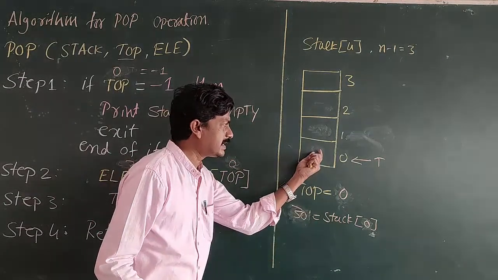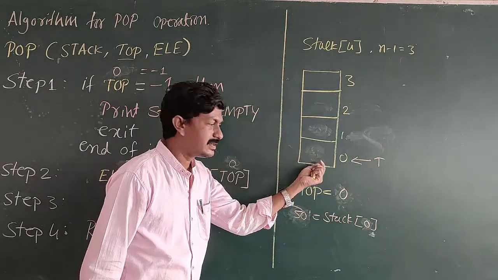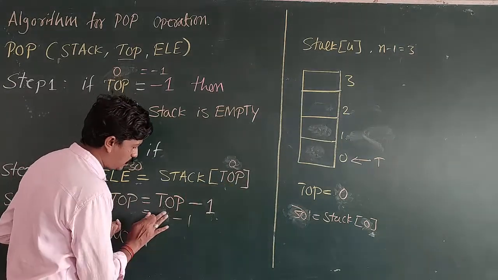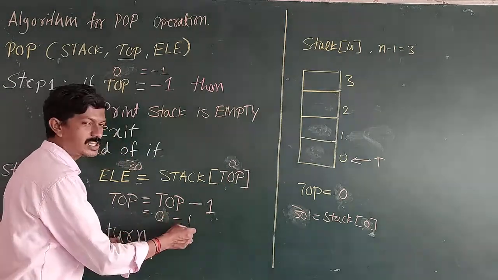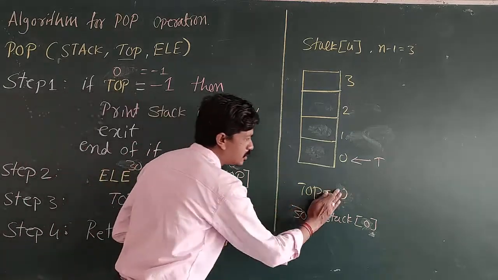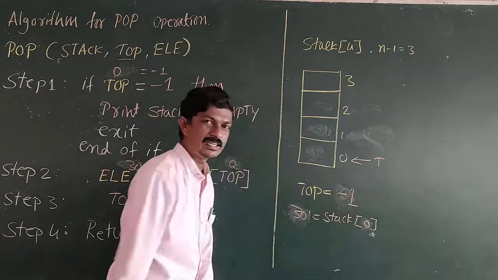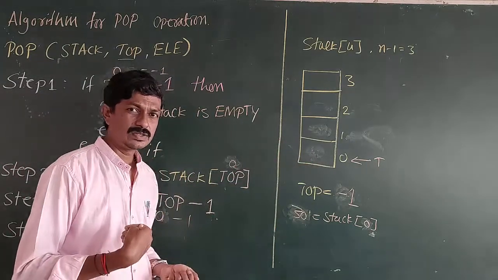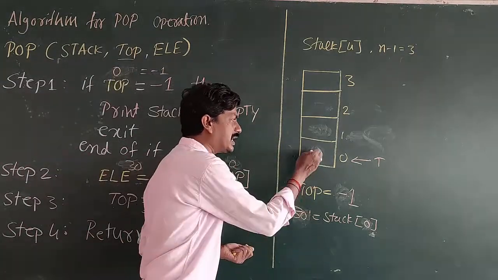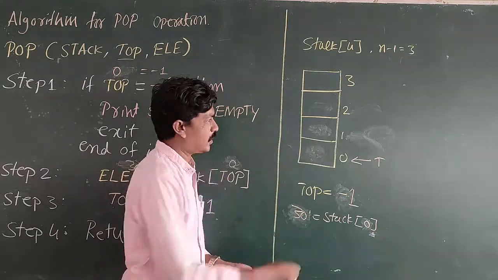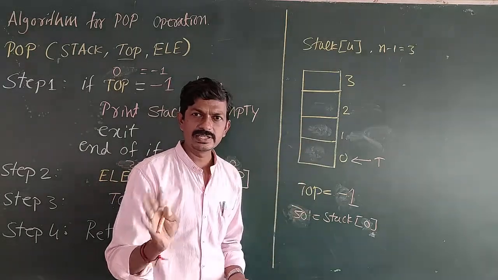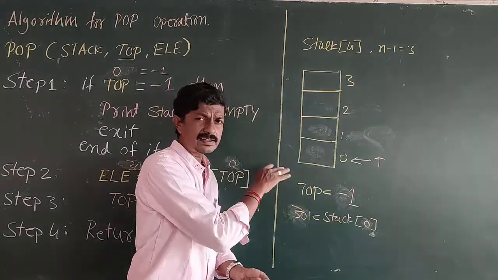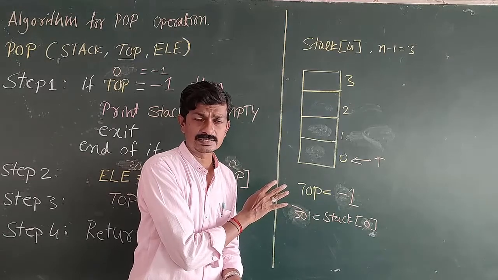Once I delete the last element of this array, then I need to decrease the top pointer, that is top equal to top minus 1. What is the top value? Top value is 0. 0 minus 1 is minus 1. Right? I deleted all the elements of the stack data structure. Now I try once again to delete an element from the stack data structure. Now it is not possible, because I deleted all the elements.